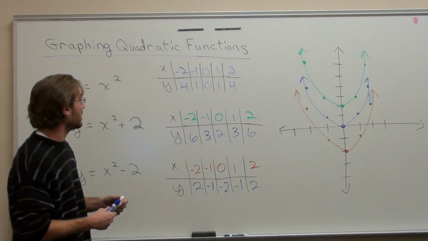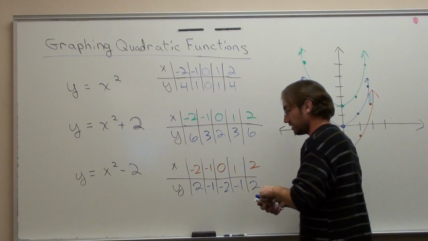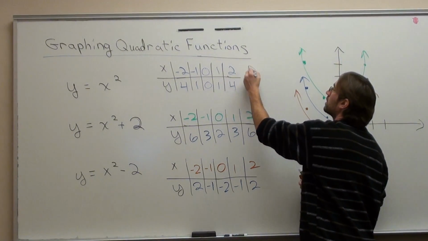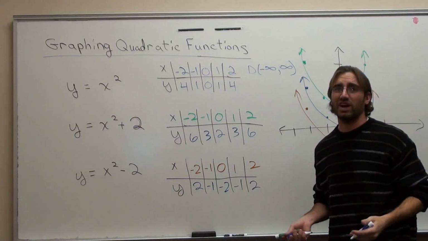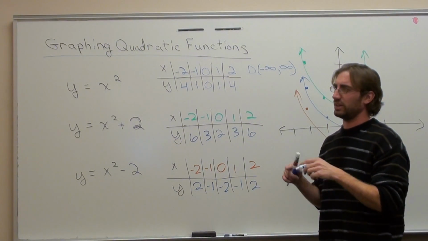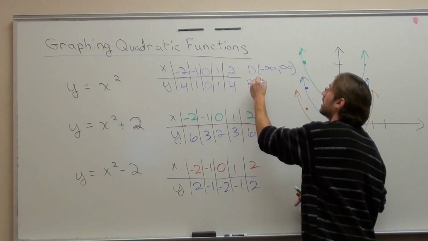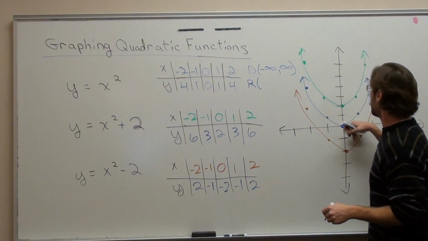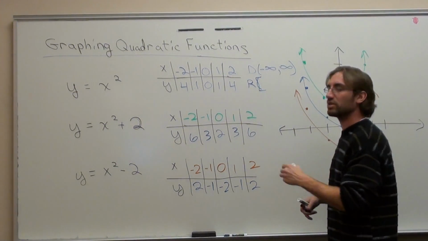Now, when it comes to domain and range, for the blue one, the domain goes from negative infinity to infinity, and most of the graphs we've done have gone from negative infinity to infinity. Linear, this, the good majority of them. And the range goes from 0 to infinity. Actually, that is a closed bracket because it includes the number 0.